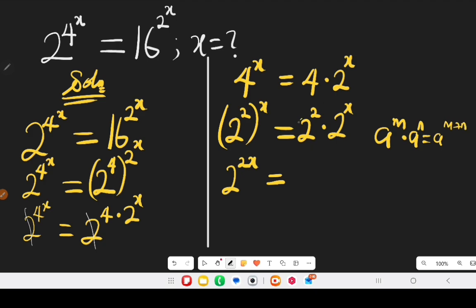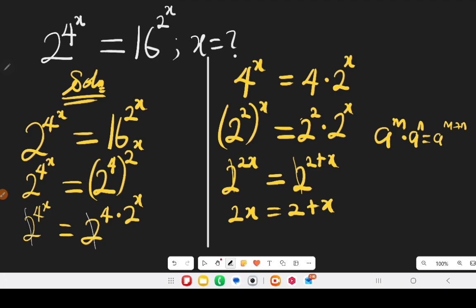If we apply it to the right hand side, we are going to have 2 raised to the power of 2 plus x. Then we compare the base. 2 we cancel 2, left with 2x equals to 2 plus x.